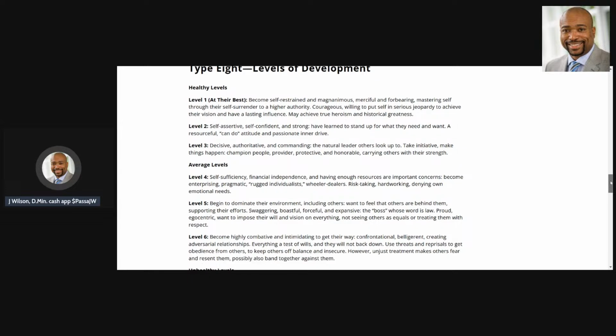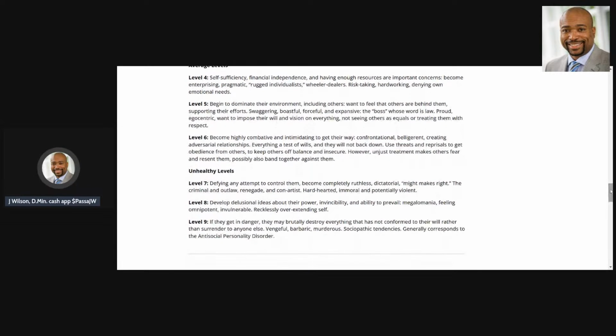Now, at an average level, self-sufficiency, financial independence, and having enough resources are important concerns. Becoming enterprising, pragmatic, rugged individualists, wheeler-dealer, risk-taking, hardworking, denying their own emotional needs. Begin to dominate their environment, including others, wanting to feel that others are behind them, supporting their efforts, swaggering, boastful, forceful, expansive, the boss whose word is law.